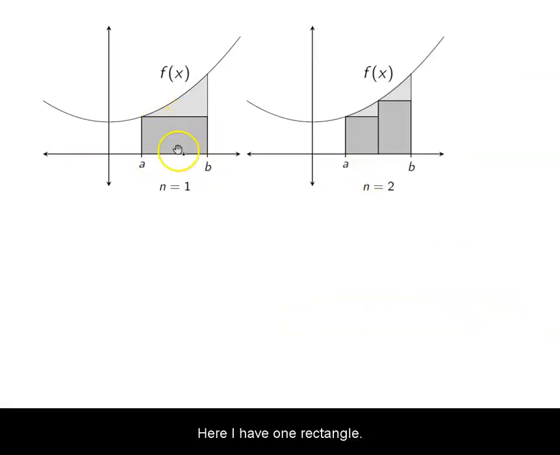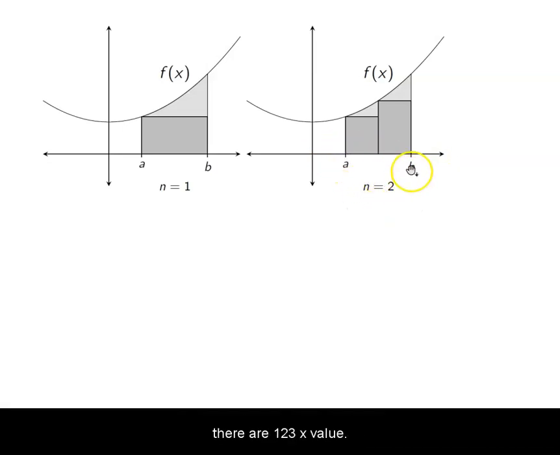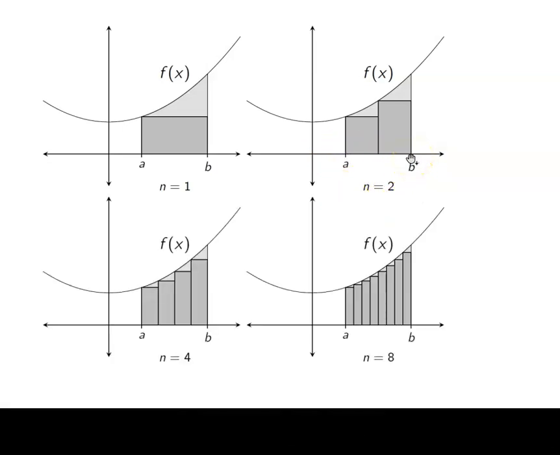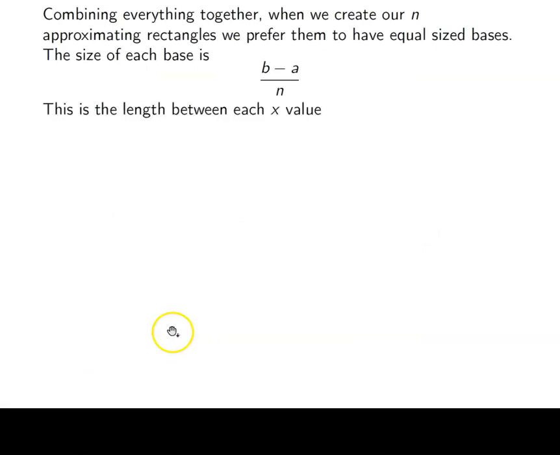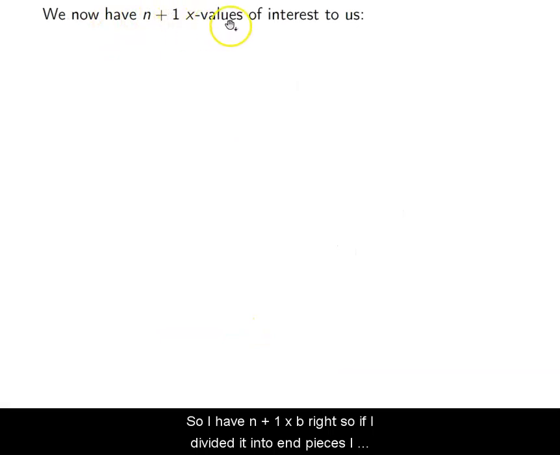Here I have one rectangle, 2 points of interest. Okay, 2 x values. Here I divide into 2 pieces, right? N equals 2, but there are 1, 2, 3 x values, right? Here there are 4 rectangles, but there's 1, 2, 3, 4, and 5 x values that are of interest to me. The first one, the last one, and then the ones in the middle. Okay, so I have n plus 1 x values, right?